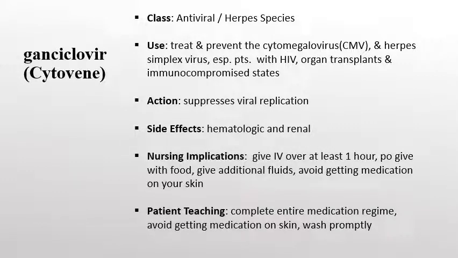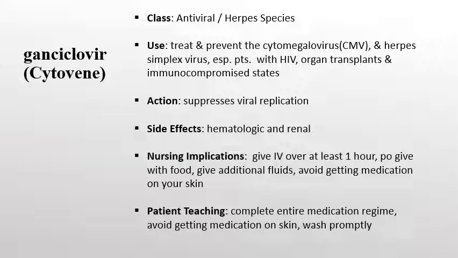Once you're infected, your body retains the virus for life. It rarely causes problems in healthy people. If you're pregnant or if your immune system is weakened, CMV is a cause for concern. So we also give the medication ganciclovir for herpes simplex, and especially in patients with HIV, organ transplants, or if they're immunocompromised. Patients need to complete the treatment regimen even if the symptoms resolve.